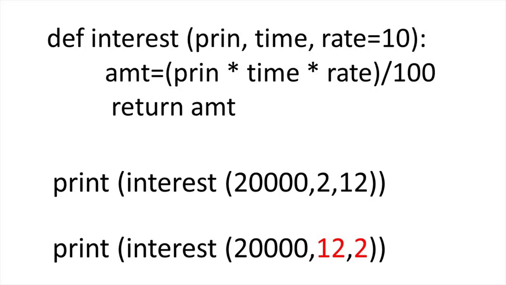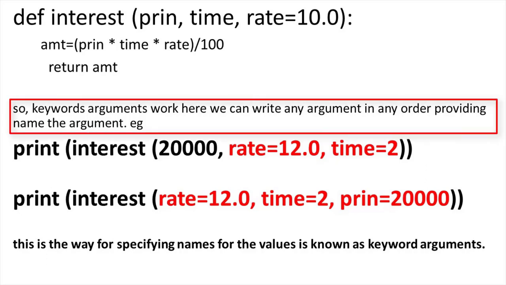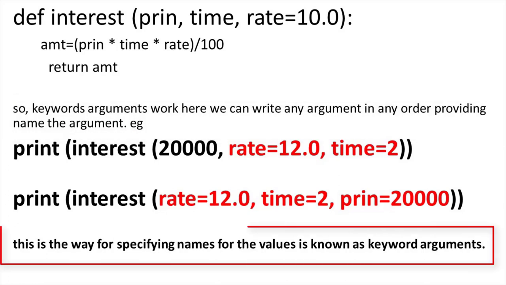The solution is keyword argument. Look at the example, simple rate of interest. In the first call, principal amount 20,000, rate is equal to 12, and time is equal to 2 years. Keyword arguments work here. We can write any argument in any order by just providing the name. In the second call, rate, time and principal amount, I give in any order, but I mention the keyword arguments.